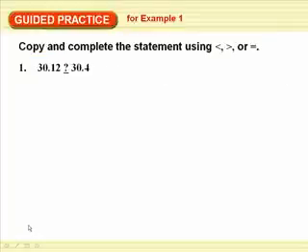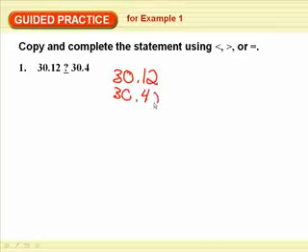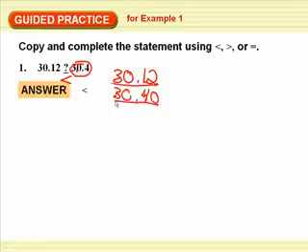So here's our guided practice, the first one. Copy and complete the statement. So let's go ahead and do it like what they were doing over here. I'm going to write those numbers, 30.12 and 30.4, and add a placeholder. And again, we can compare. The tens places are the same, the ones places are the same, so we go to the tenths. 4 is bigger than 1, so therefore this number is the biggest one. If you remember, the alligator eats the biggest number, so 30 and 12 hundredths is less than 30 and 4 tenths. And again, money, this is like $30.12, and this is like $30.40. And then there's their answer.